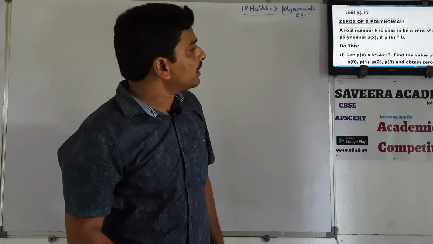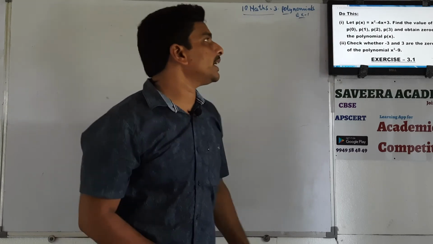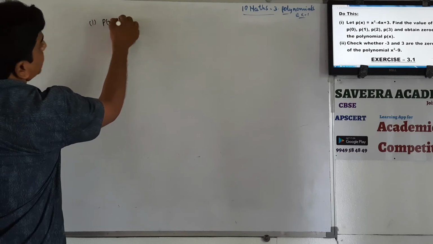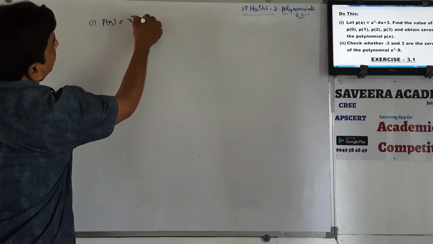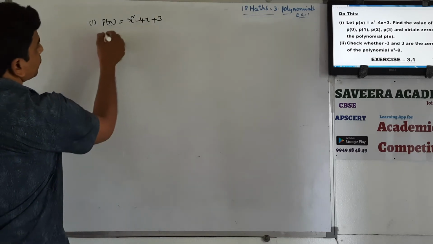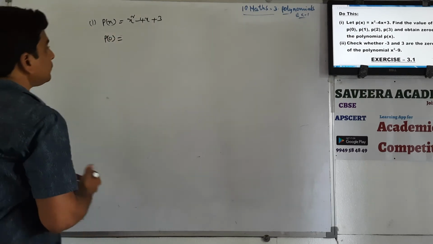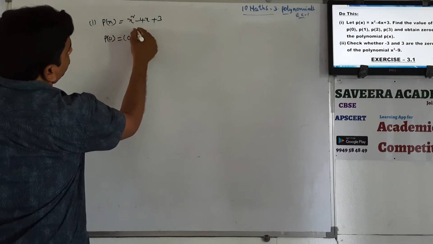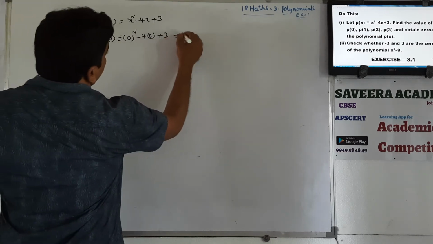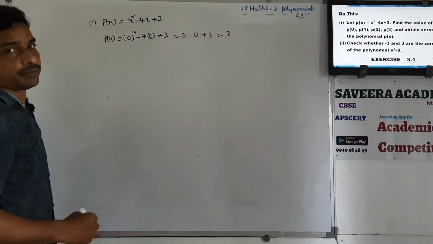Let us understand by these examples. First one, p of x is equal to x square minus 4x plus 3. Find the value of p of 0. As per the previous problem, x is equal to 0. 0 square minus 4 into 0 plus 3. So this is equal to 0 minus 0 plus 3. Finally, you will get 3.